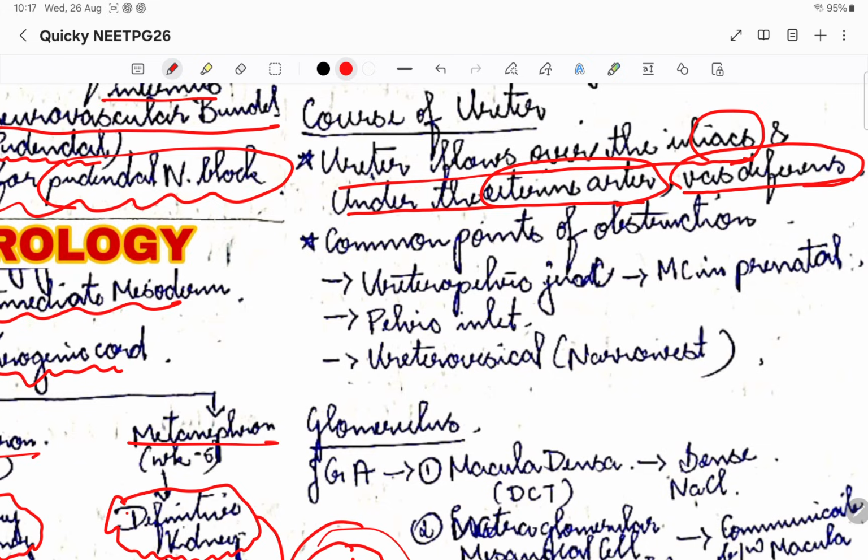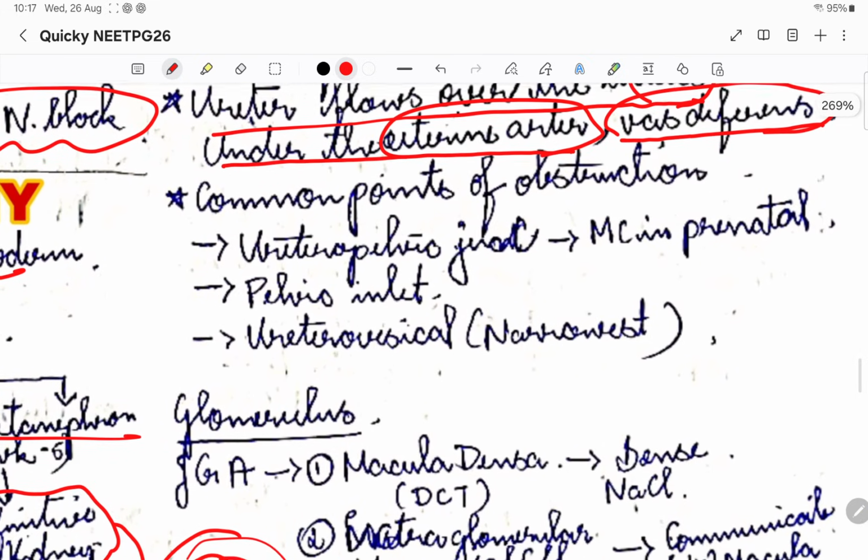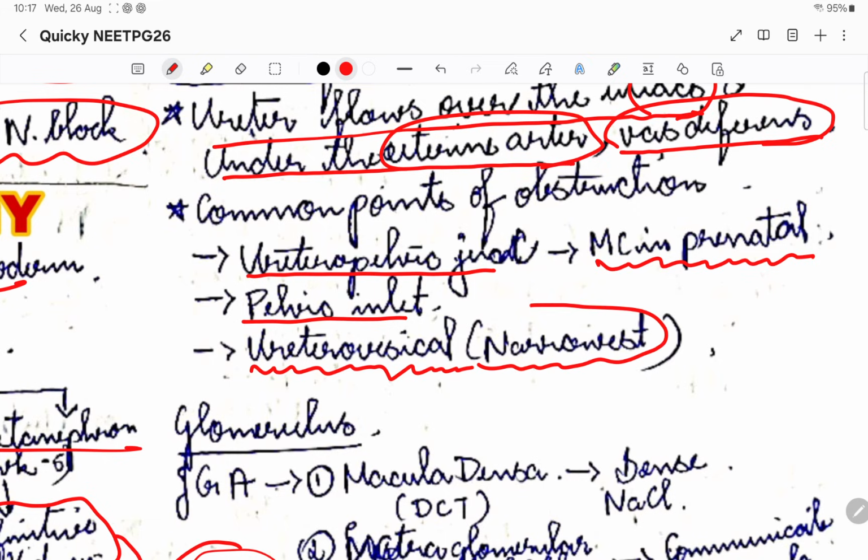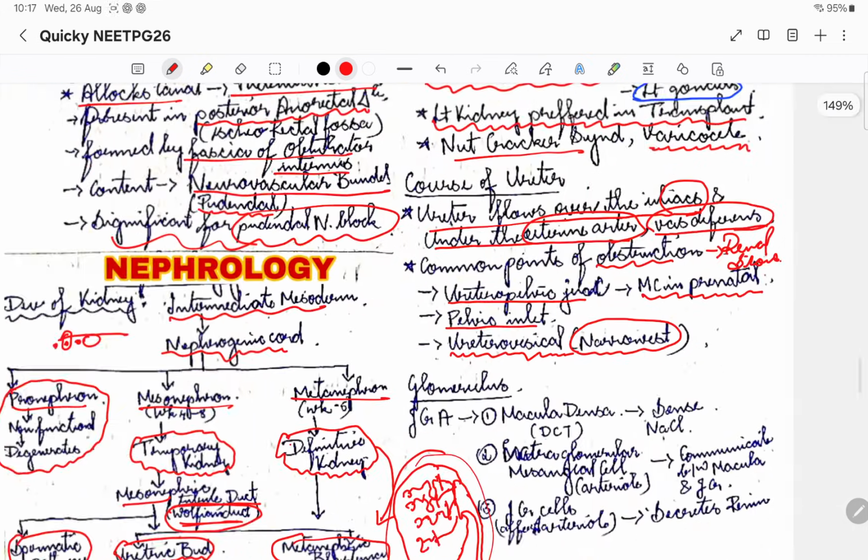Then coming to some common points of obstruction: the first is the ureteropelvic junction, which is the most common part of obstruction. Then there is the pelvic inlet, where obstruction might also happen, and the ureterovesical region, which is the narrowest region of the ureter. So these are all the places where a renal stone might occur. So this is all about the ureter.